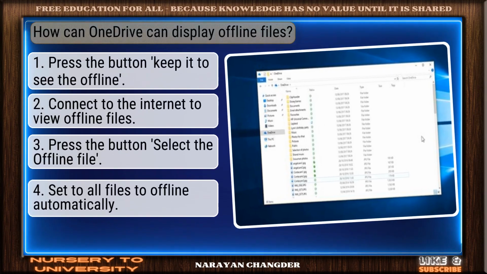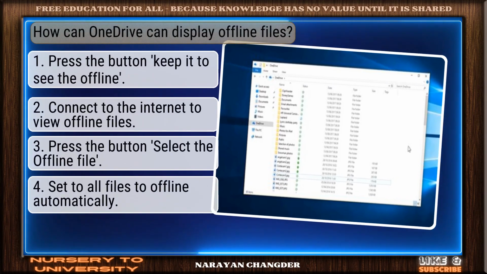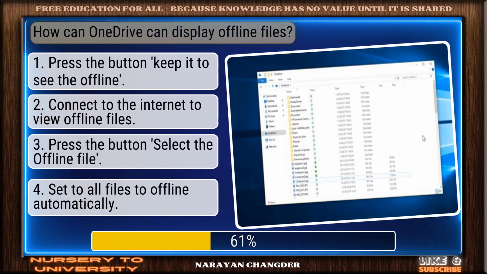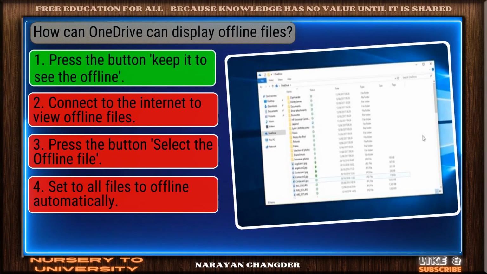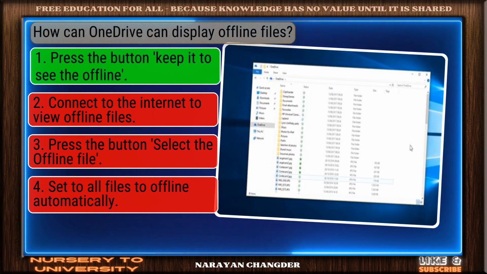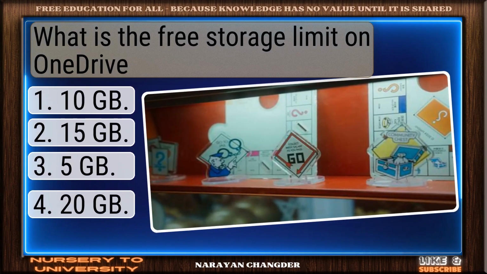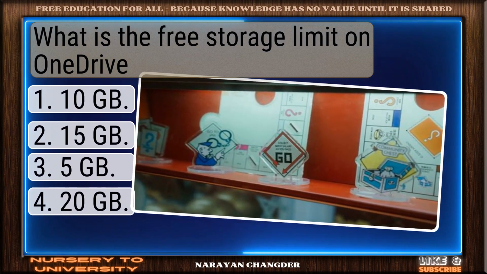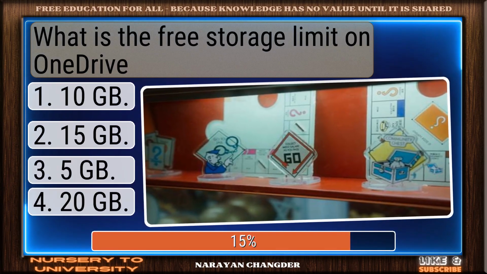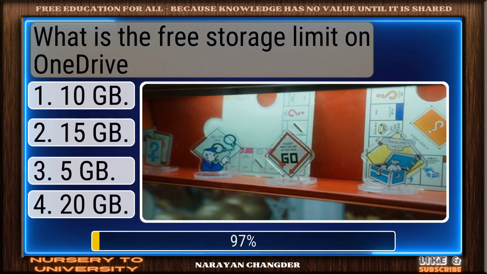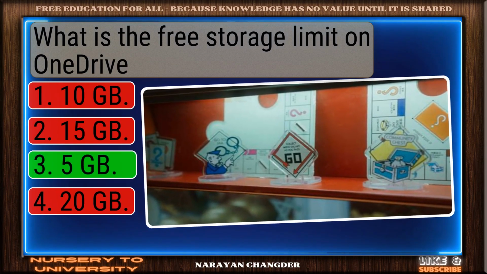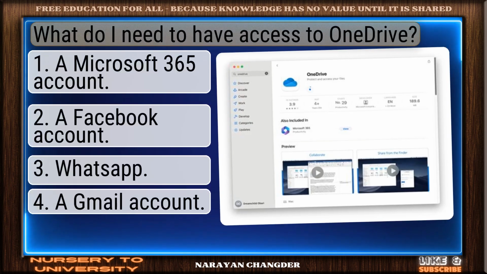Question number 59. How can OneDrive display offline files? You're right. Press the button Keep It to see the offline is the correct answer. Question number 60. What is the free storage limit on OneDrive? Smart pick. 5 GB is the correct choice.